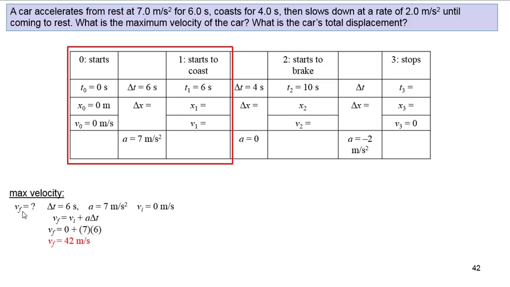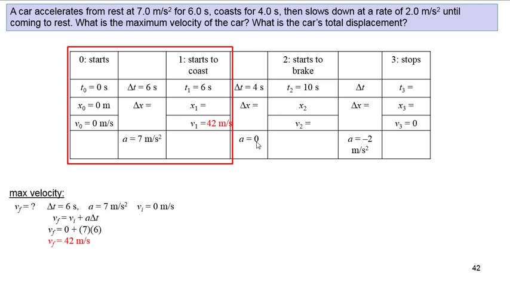So now I'm going to look at my list of equations, and I'm going to choose the equation that involves these 4 variables, and that equation is v final equals v initial plus a delta t. So now I can plug in the values that I have for those variables, and I can solve for v final. So v final in this red block is what v1 is equal to. So now I can put this into my table, and maybe that's going to be helpful. Well, it definitely answers this part of the question. What's the maximum velocity? 42 meters per second.